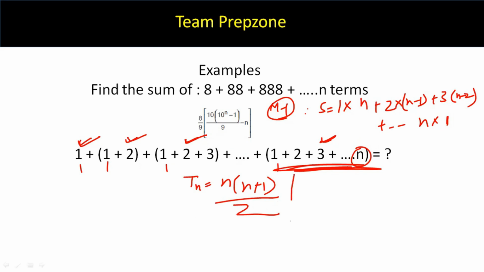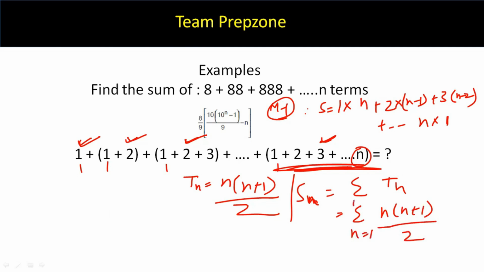Now, what is Sn? Sn is nothing but summation of Tn. Now learn this step, how to find the summation of Tn. Substitute Tn, n into n plus 1 by 2. Okay? And n goes from 1 to n, right? Because you have to take the sum for n equals 1 till n equals n. Right? Now, how do you simplify this? 1 by 2 is a constant throughout, so this 1 by 2 comes outside. I will take 1 by 2 outside.